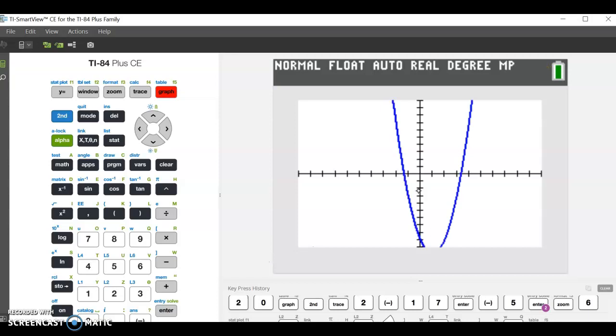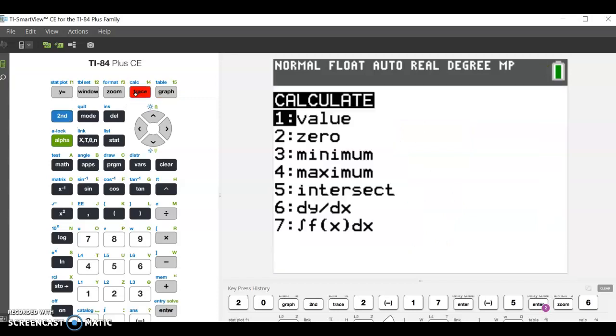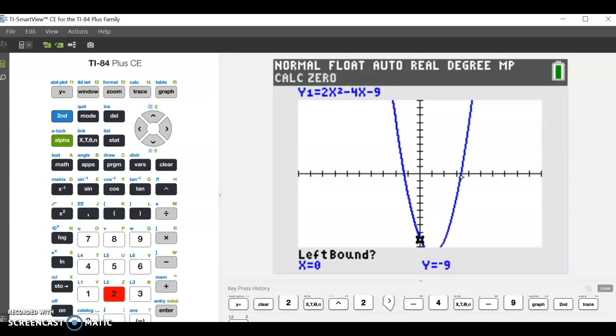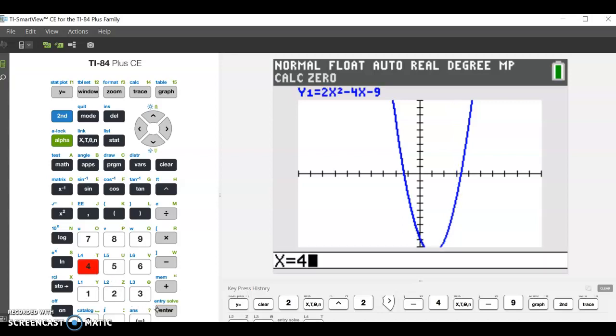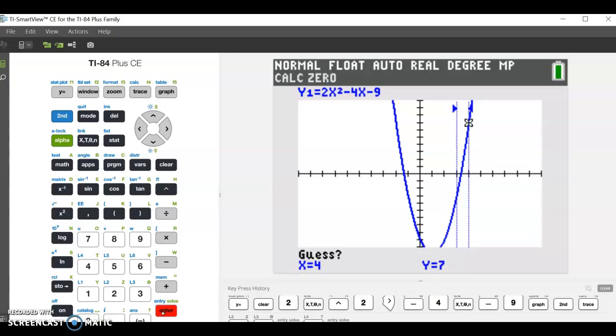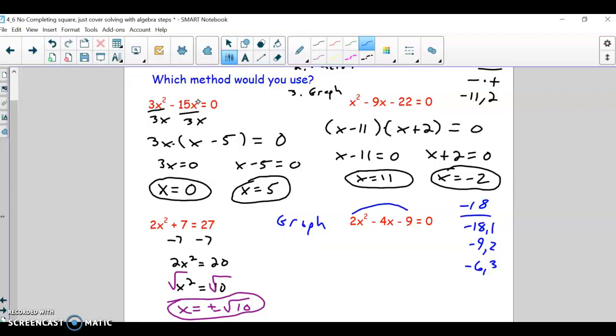And I don't need to adjust my window on this one. I can see my two answers right there. It's 3 point something and negative something, 1 point something. But to actually find them, you can use second and calc, go to number 2, zero, and then you set the bound. So for this one, bounds of 3 and 4 would work. So I'm going to do 3 and 4, enter, enter, enter one more time, and I get about 3.35. That's one answer.